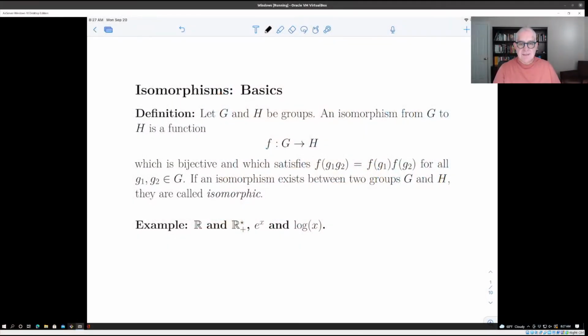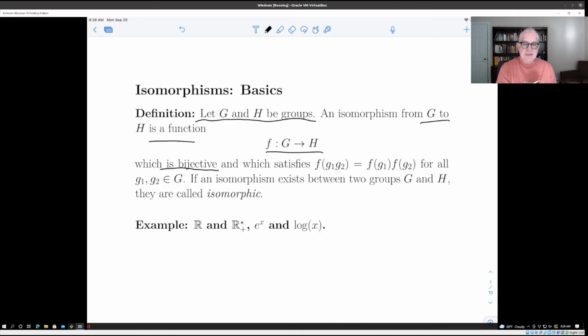So an isomorphism is a function that carries one group to another and that satisfies some basic properties. So here's the formal definition. So we have two groups, G and H. And an isomorphism from G to H is a function from one to the other, which has two properties. So it's bijective. So remember what bijective means. It means that it's injective, or one-to-one, and onto, or surjective.